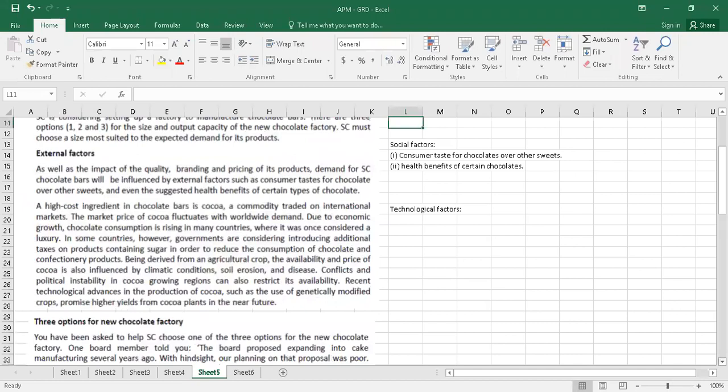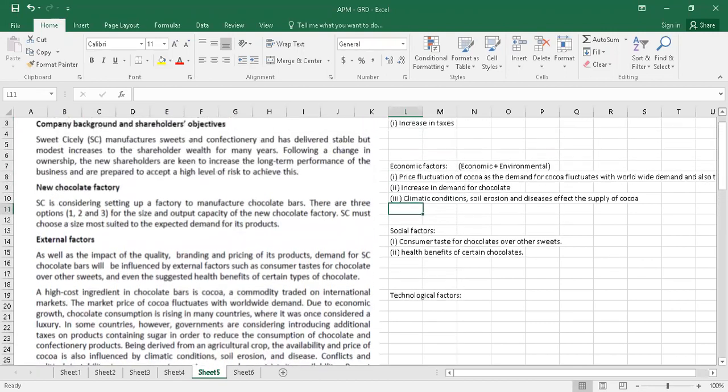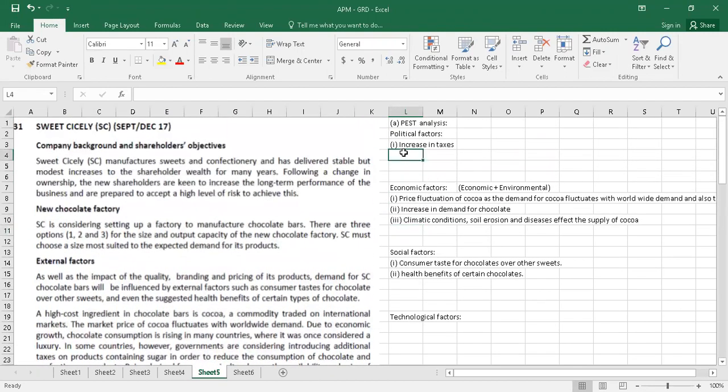Conflicts and political instability in cocoa growing regions. So conflicts and political instability, we write it under political factors.